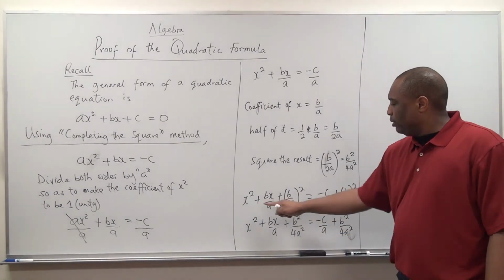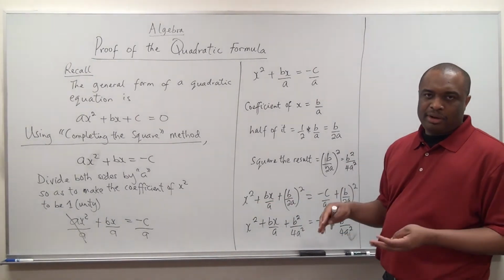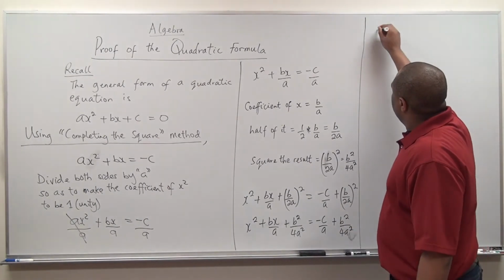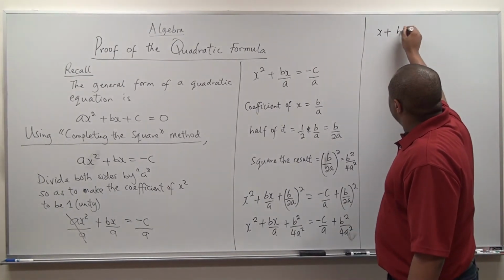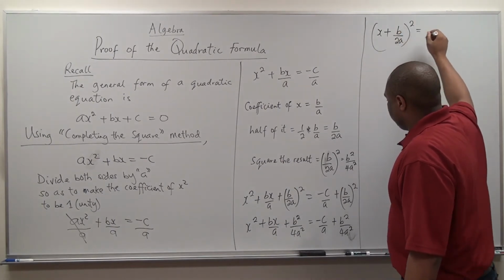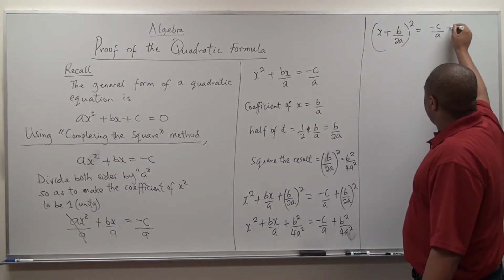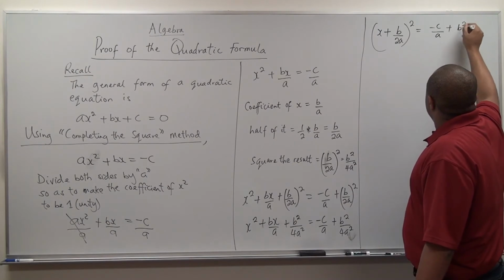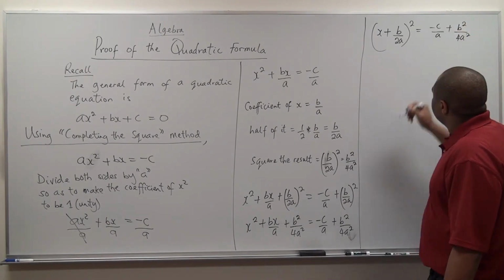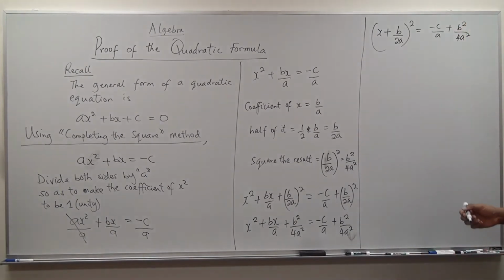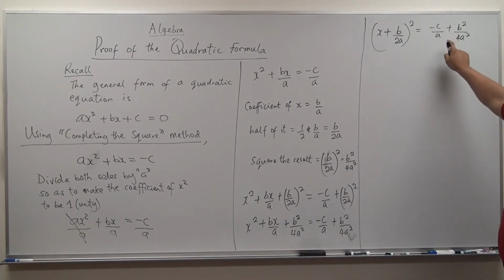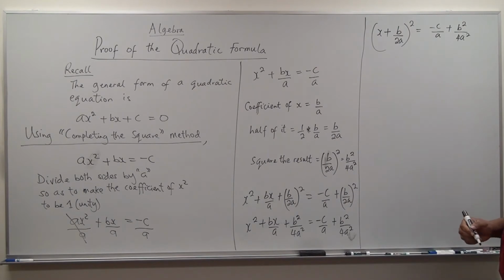Because from here, you know that if you factor this, it's just a shortcut. So if you factor that, it will give you x plus b over 2a all squared is equal to negative c over a plus b squared over 4a squared. Okay, now we now have to solve this fraction.